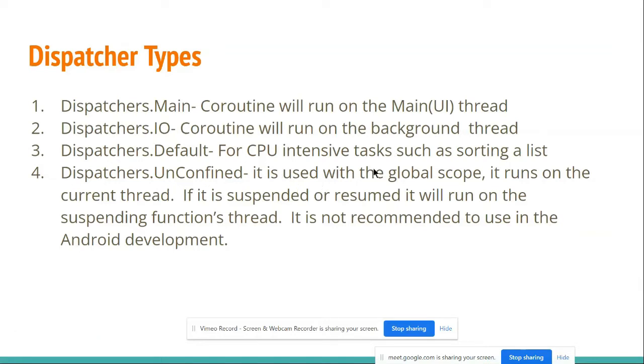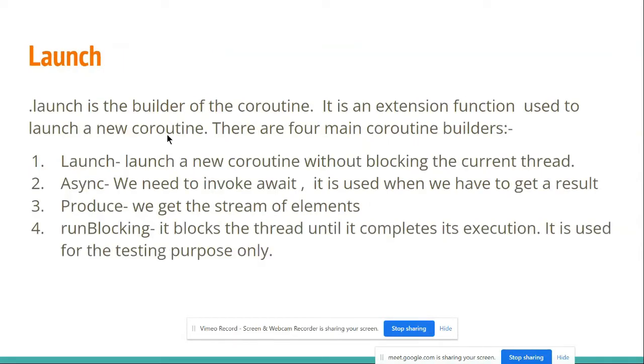And Dispatcher.Unconfined. It is used with the global scope that we learned earlier, and it runs on the current thread. It is suspended or resumed, and it will run on the suspending function's thread. It is not recommended to use in Android development. And the default one we also use very rarely. So basically, Dispatcher.Main and Dispatcher.IO are the ones in use while developing our application.